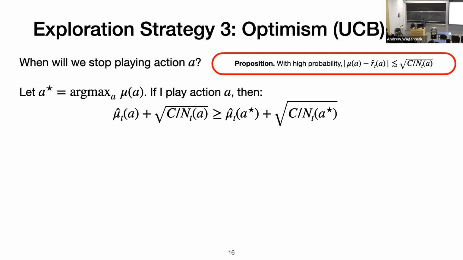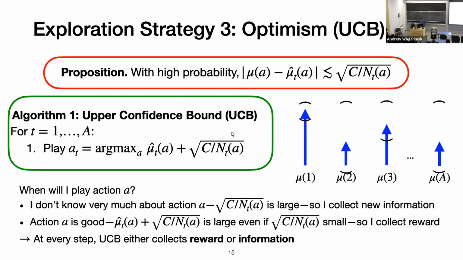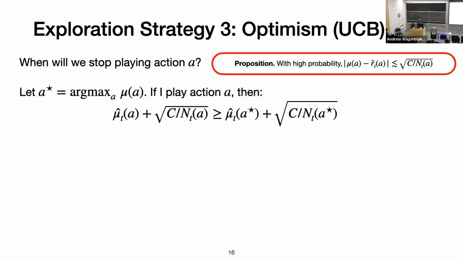Then if I play an action A at time t, if I go back to my update rule for optimism, what am I doing? I'm playing the arm that has the largest confidence bound. So if I play action A at time t, what that means is that mu hat of tA plus my confidence interval, 1 over ntA, is greater than mu hat of tA star plus the confidence interval for A star. This is simply by the definition of my choice of A.